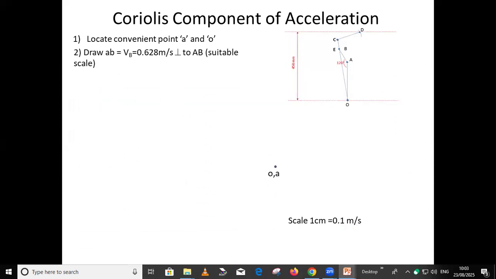Okay. Now to locate that velocity part, we have fixed points O and A, so we can locate A dash OA. Then velocity is perpendicular to motion as your crank rotates in clockwise direction. This will be the velocity component. So what we have: velocity 0.628 meter per second. V is equal to R omega. That is already calculated. So just draw this perpendicular line, where 1 centimeter is equal to 0.1 meter per second. That is 6.2 centimeter.